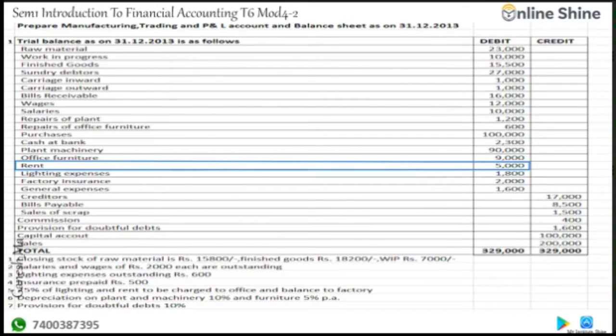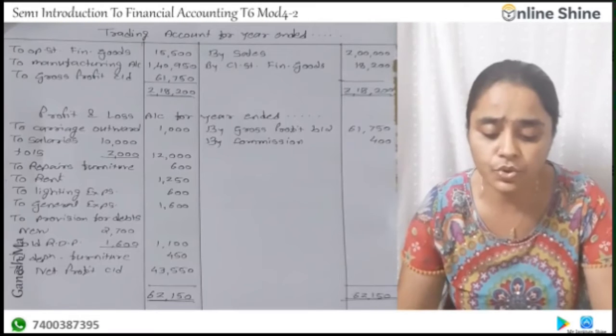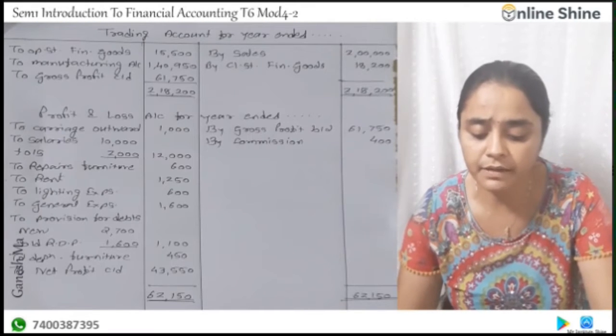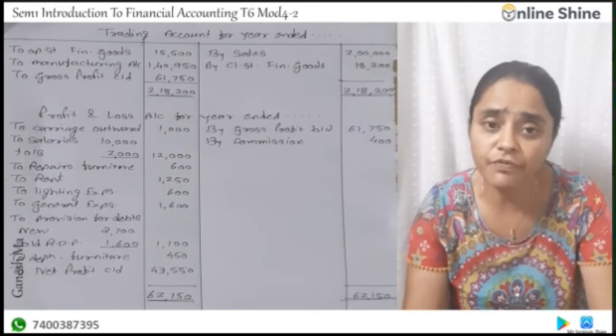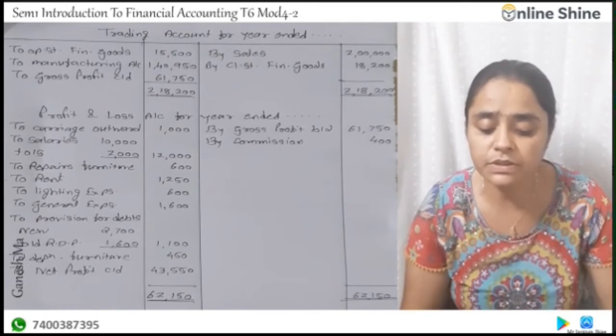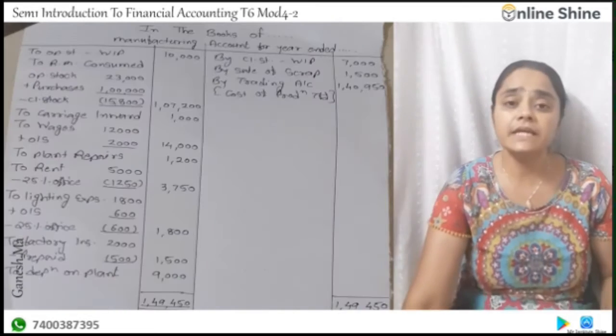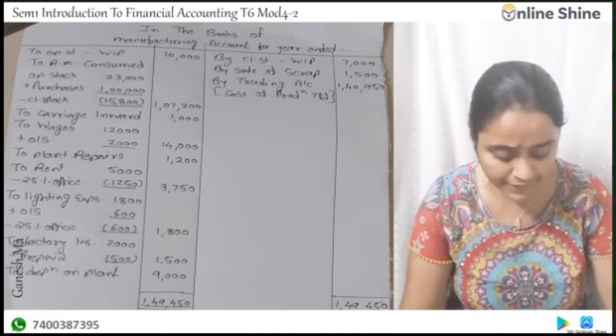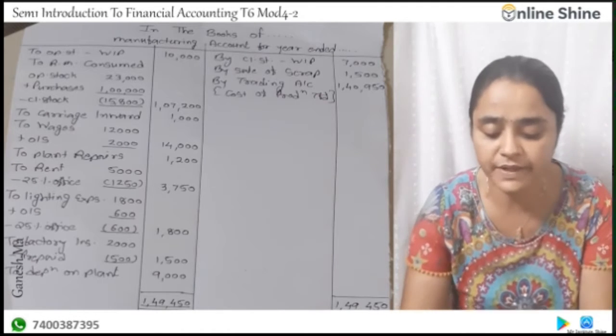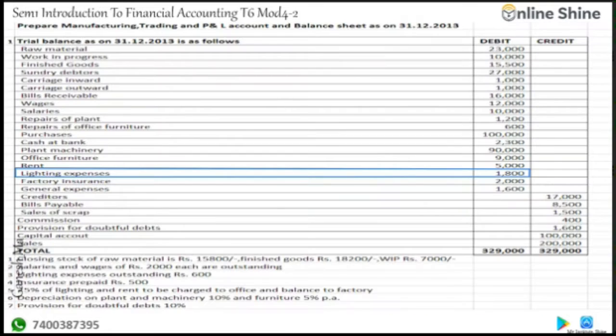The next item is rent. Rent is your P&L item. So go to your P&L account and you put rent, but rent is used partly for office and partly for the factory. So in both ways rent will come. So you can see in your manufacturing account you will put rent as rupees 5,000. Understood so far? Yep. Go to the next one.